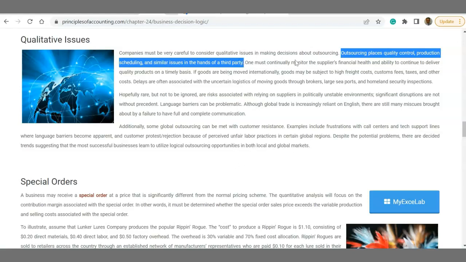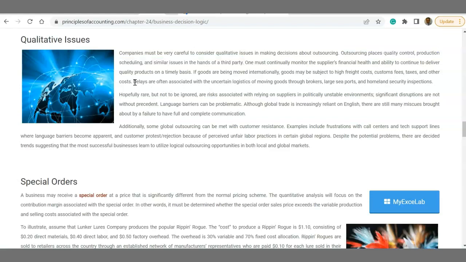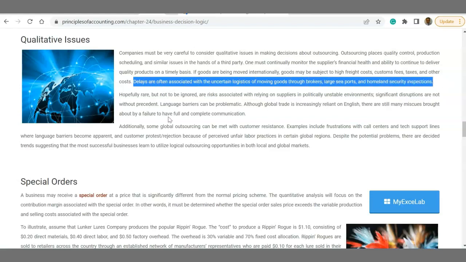So one must continually monitor the supplier's financial health and ability to continue to deliver quality products on a timely basis. If goods are being moved internationally, goods may be subject to high freight costs, customs fees, taxes, and other costs. Delays are often associated with the uncertain logistics of moving goods through brokers, large seaports, and homeland security inspections. And those are things that I was just referring to.